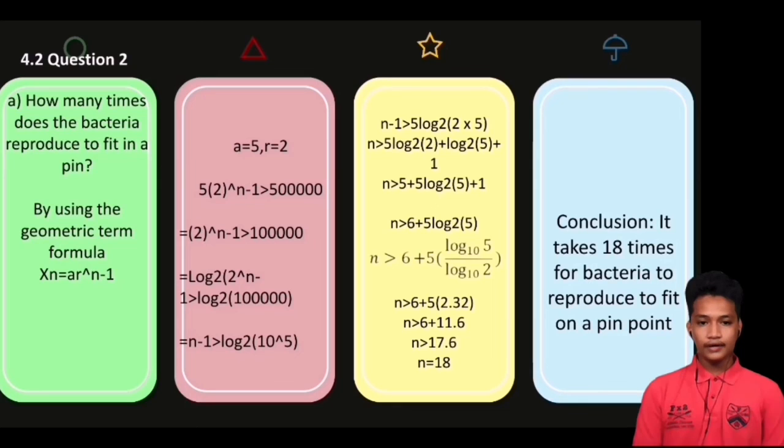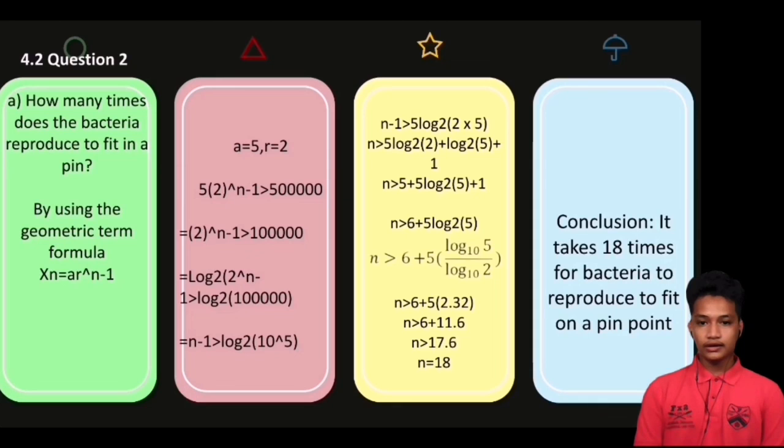100,000. N minus 1 greater than log base 2 of 10 power of 5. N minus 1 greater than 5 log base 2 of 2 multiplied by 5. N greater than 5 log base 2 of 2 plus log base 2 of 5 plus 1. N greater than 5 plus 5 log base 2 of 5 plus 1. N greater than 6 plus 5 log base 2 of 5. N greater than 6 plus 5 multiplied by log base 10 of 5 divided by log base 10 of 2.